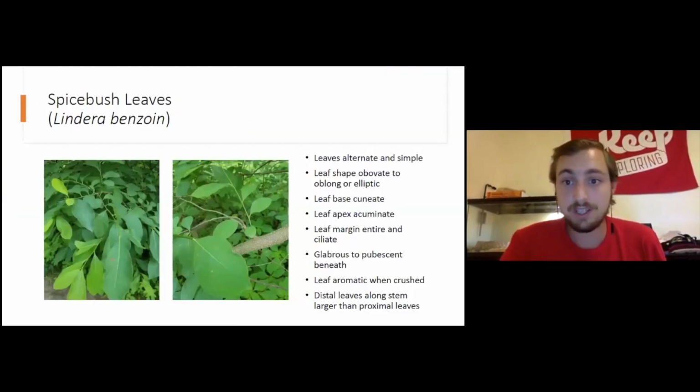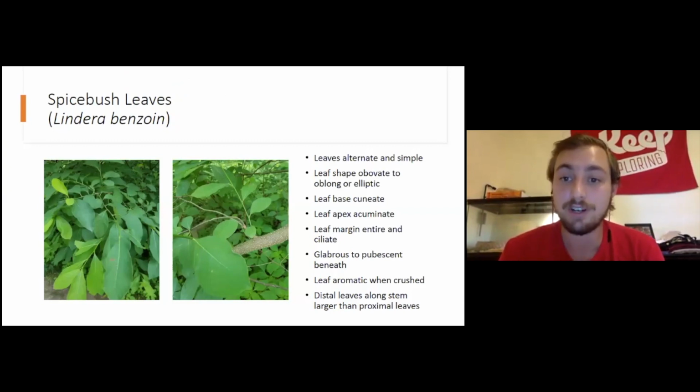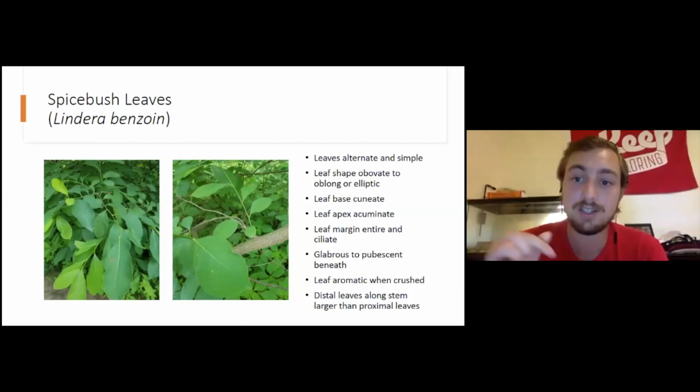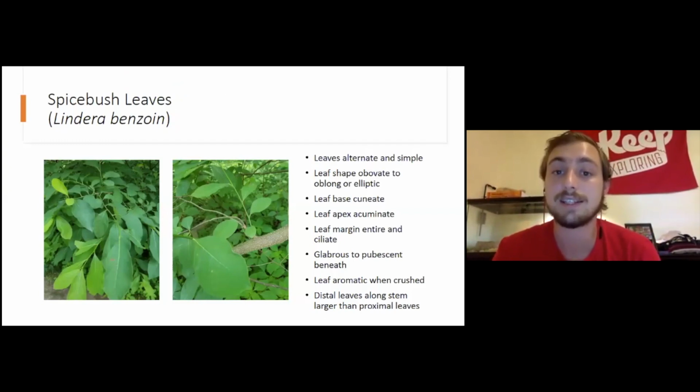Our spicebush leaves are alternate and, like all the others, are simple. These shapes can vary, but are really oblong, so kind of stretched out at the end. The leaf base is very cuneate, very triangular, with a distinctly acuminate tip, so the pinch to the tip. The leaf margin is entire, so smooth, but once you take a look with your hand lens, you can see those fine hairs along them, or that cilia.